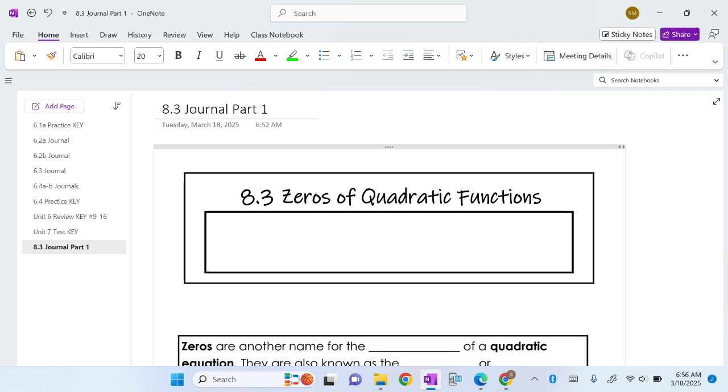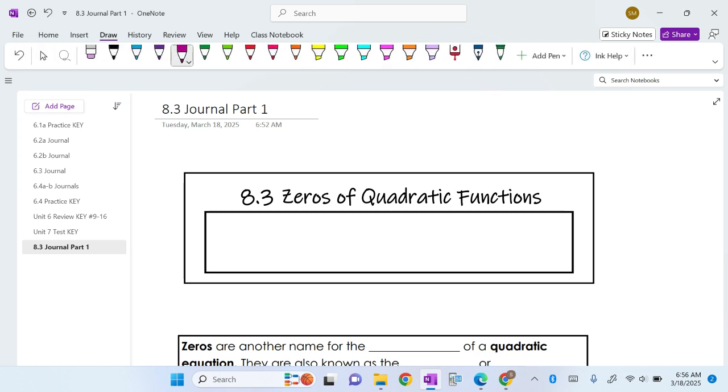But we are going to go ahead and get started with the new lesson, at least the more simple side of it. So, today, if you haven't already, make sure you grab that journal from the front of the room and glue that into your journal. So, today we're talking about the zeros of quadratic functions, which another name for that is solving quadratic functions.